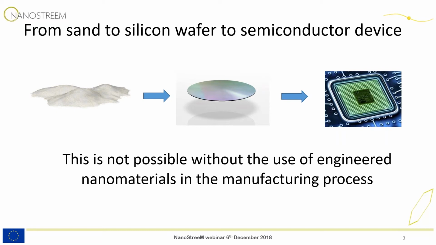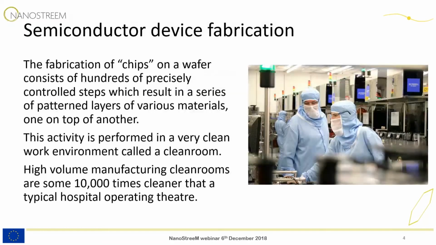Okay. So in terms of the fabrication of these devices, or indeed chips, it consists of literally hundreds of precisely controlled steps, which in turn result in a series of very much patterned layers. And this consists of a variety of different materials, all one on top of another. When I look at a silicon wafer now, we would talk about in excess of about 30 different layers that would build up that chip for you. So it is a very complex process.